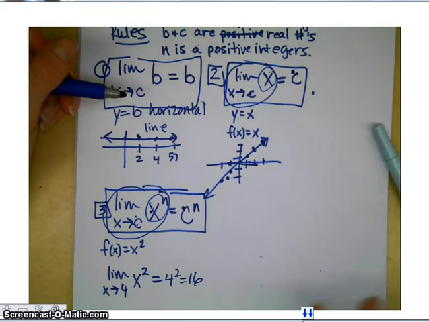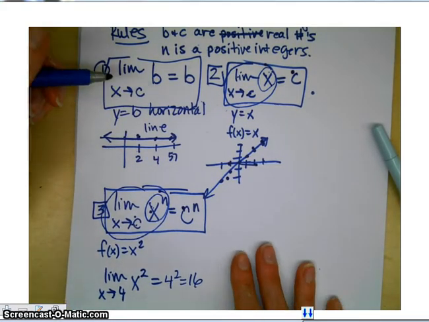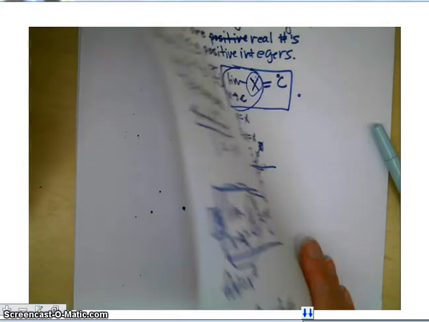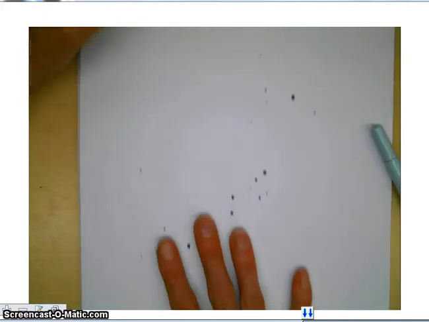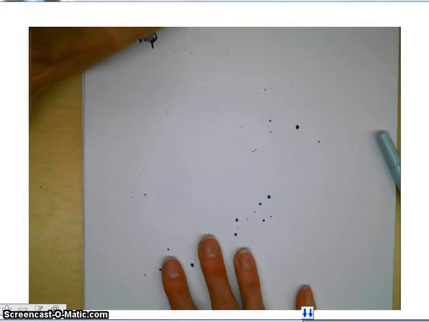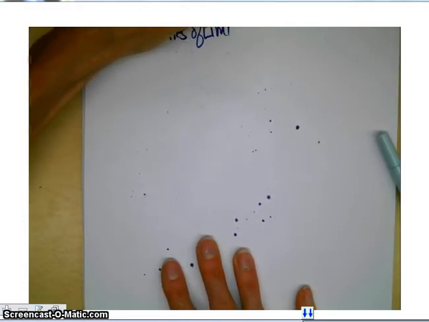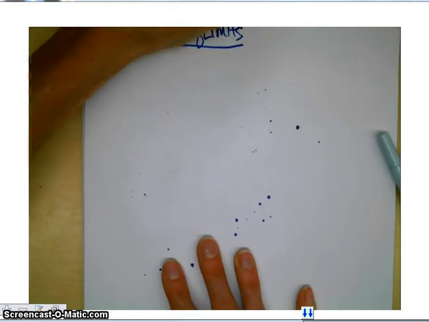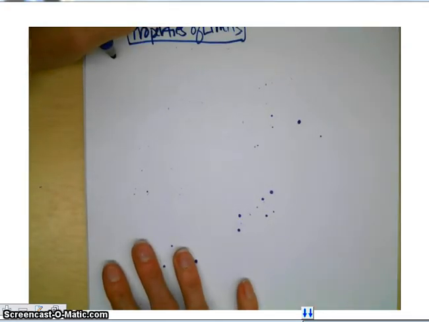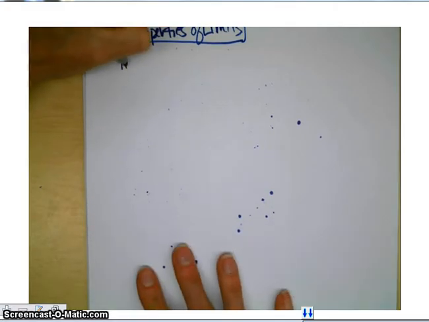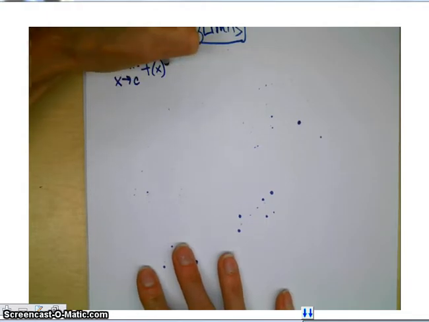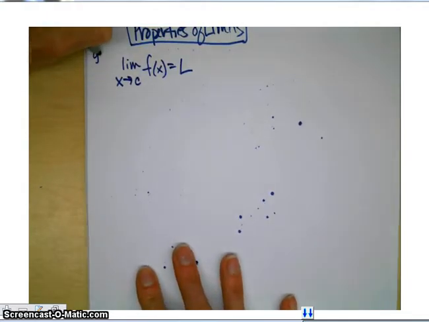All right, so now there are some properties of limits that you need to know as well. Properties of limits, these are all in your book too. So when we're dealing with properties of limits, here are things that we're given. These are things that we know. We are saying that we have the limit as x goes to c of some function f of x is equal to L. So these are what we call our givens.